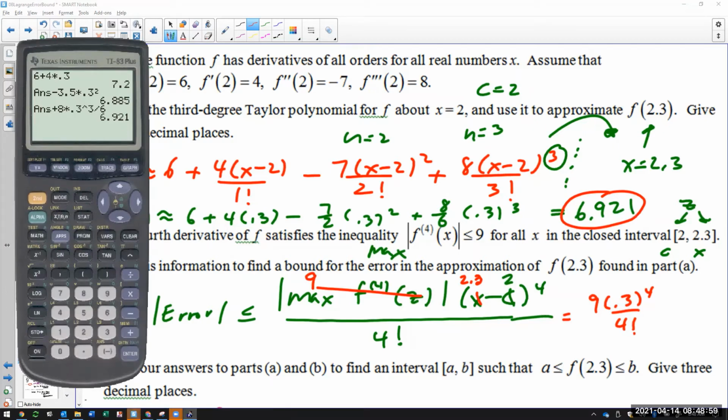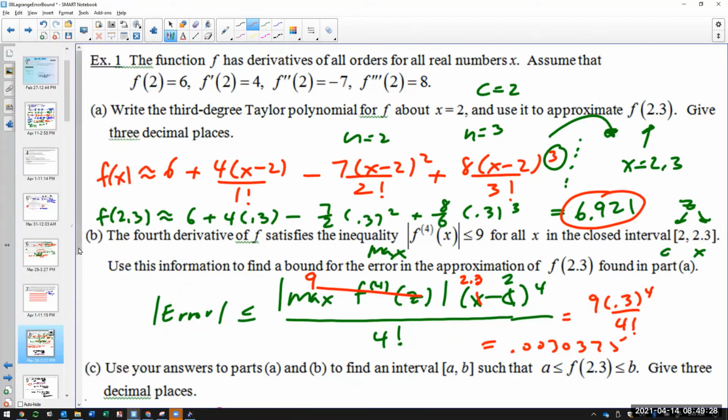So this is going to be 0.3 raised to the 4th power times 9 divided by 4 factorial, which I think is 24. 4 times 3 times 2. So this is 0.0030375. Okay, that's the most my error can be. Actually, they should tell you how many decimals to go. If they don't, you only have to go 3. Okay, but I'm going more just because it's an error, and I know I'm about to use this number.